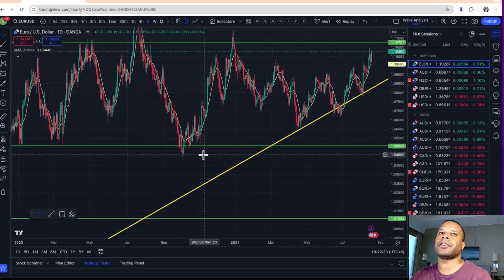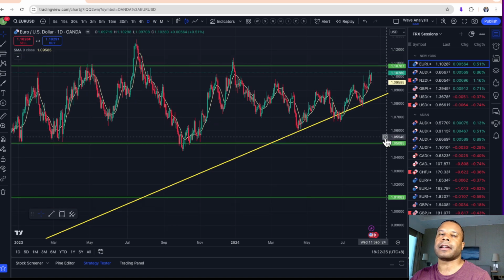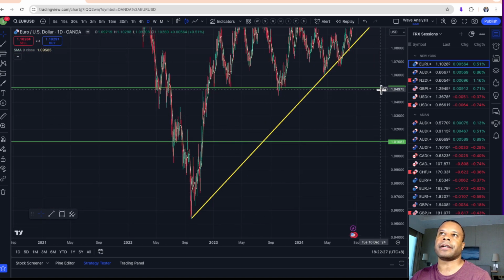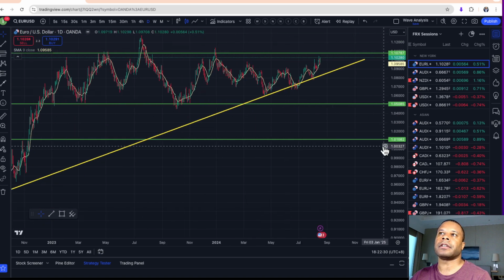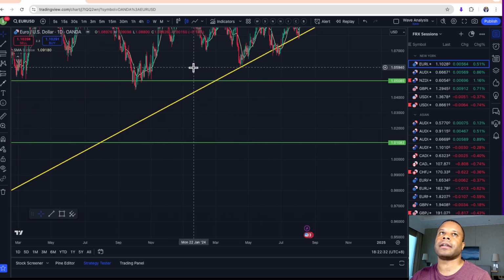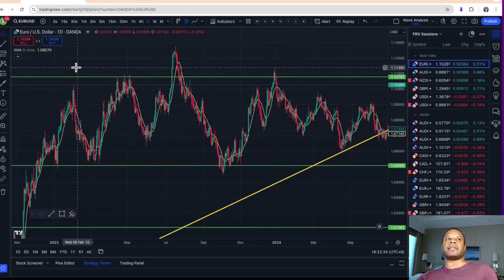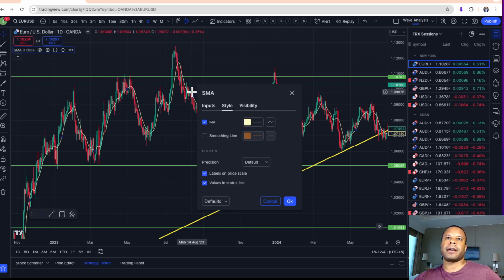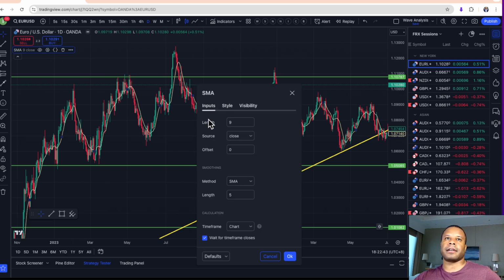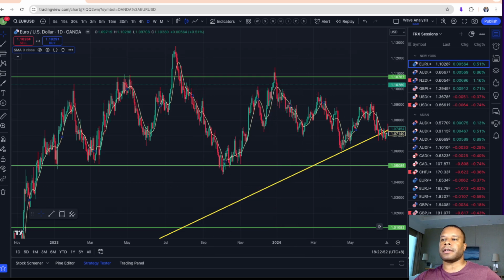You see the trend line that I drew from down here, in the yellow. But now you also see these little white squiggly lines. This is a moving average, a simple moving average, and it has a length of 9. So this is a 9 moving average. Now, what does that mean?